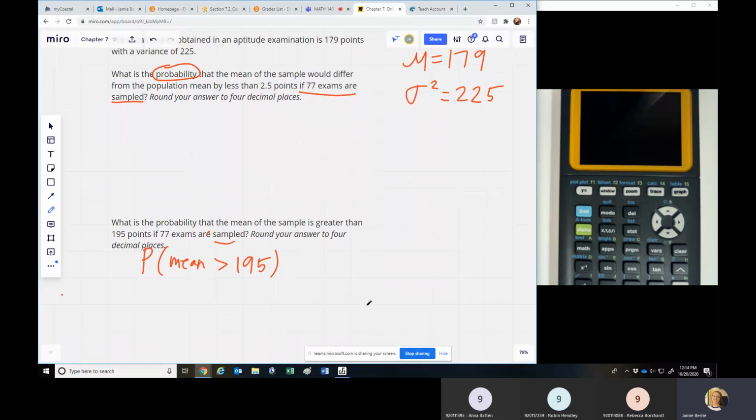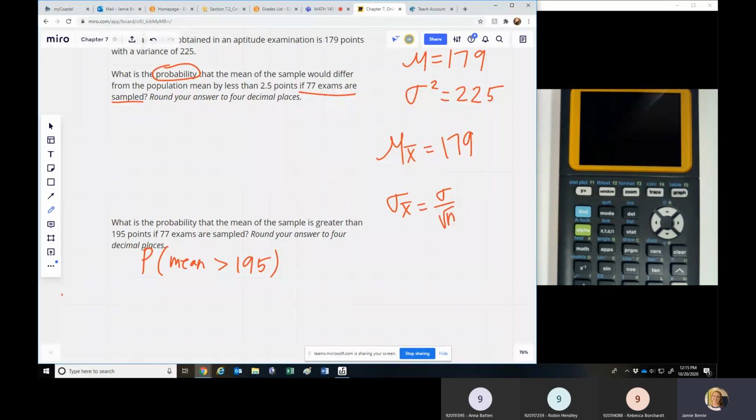All right, so we've seen this keyword here, sampled, and we see it here also, sample. That keyword of sample tells us that we're going to have to use those special formulas for the mean and the standard deviation of a sampling distribution of sample means. We've already got our mean here, so let's just write our mean of our sampling distribution of sample means is just 179. The mean doesn't change. Now the standard deviation of the sampling distribution of sample means is equal to the standard deviation of the population divided by the square root of n.